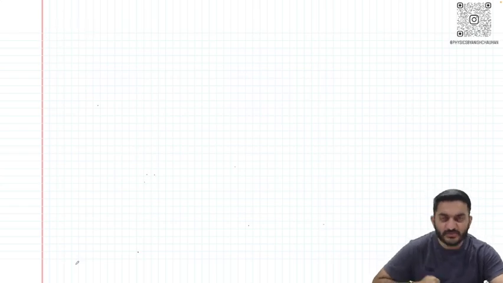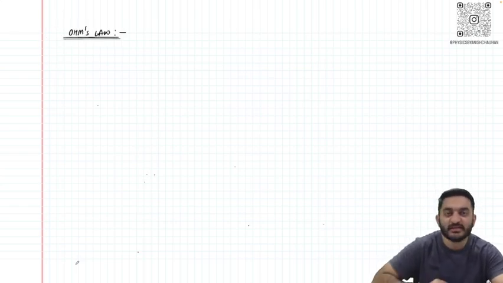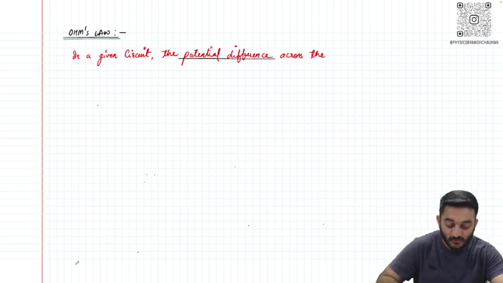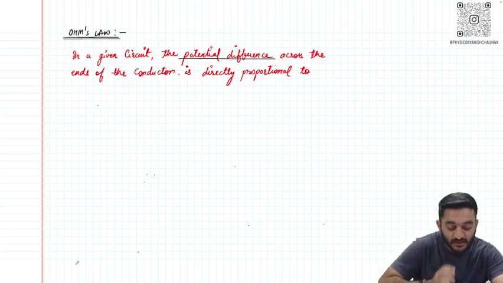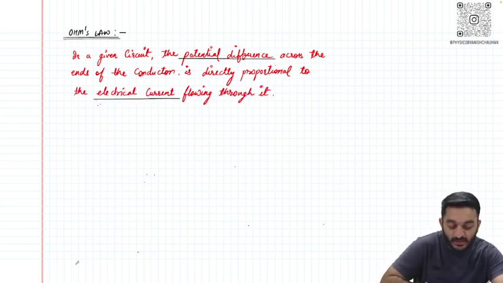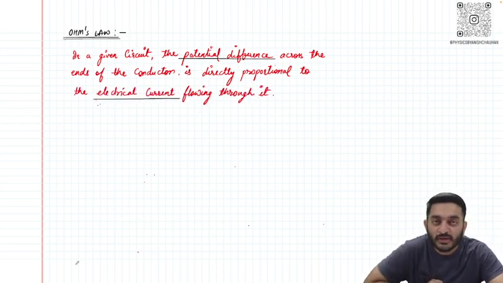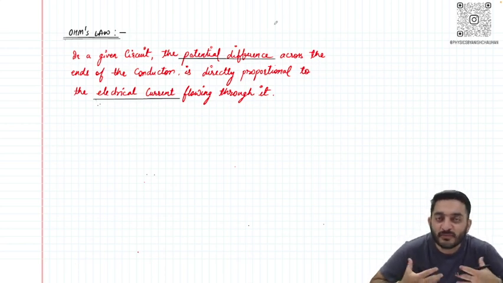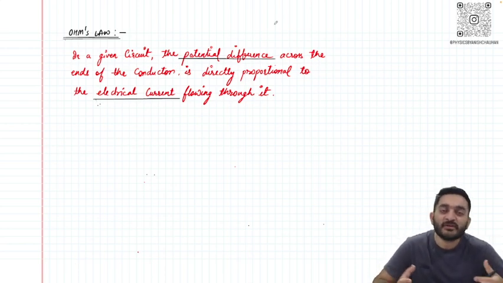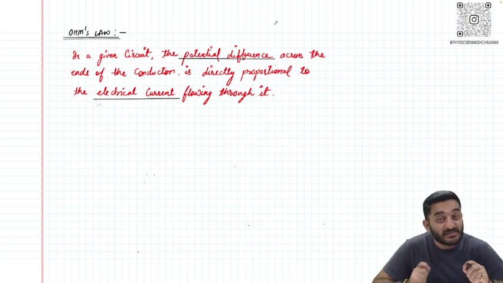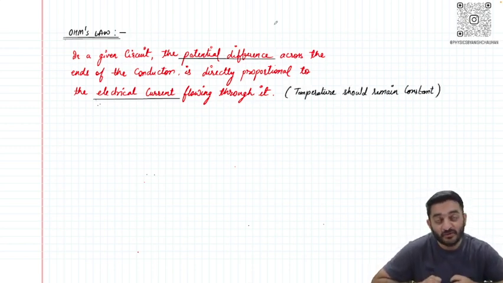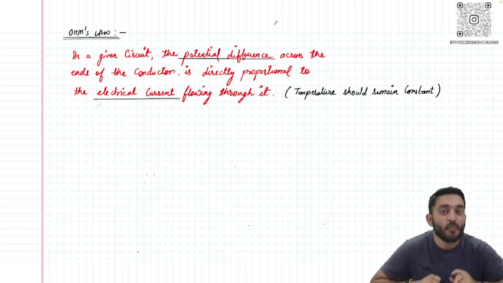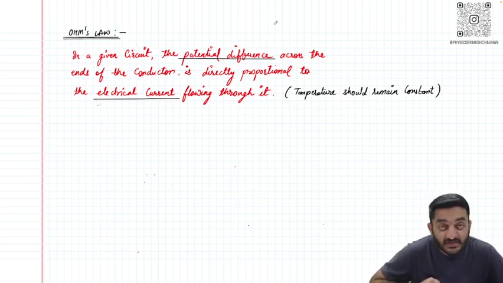Now look here, when it comes to Ohm's law, we might have seen this definition in so many places, but what we need to understand is that in a given circuit, the potential difference across the ends of a conductor is directly proportional to the electric current flowing through it. Simply put, Ohm's law is basically a relation between voltage and current. But there is a very important point which you need to remember: when he derived this relation of voltage and current, he considered one particular thing constant, which is temperature.